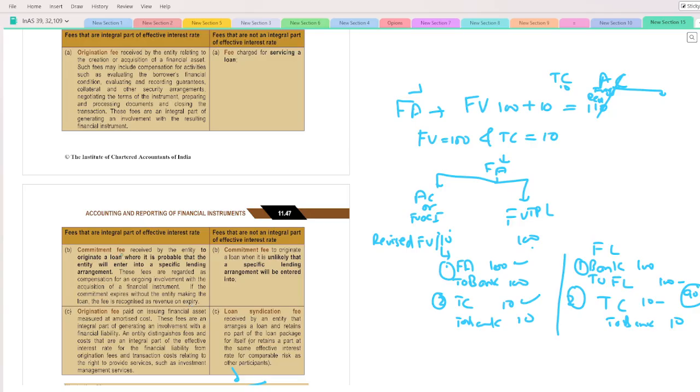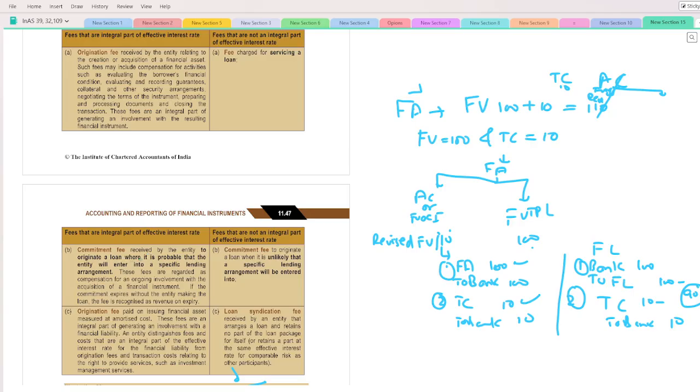Commitment fee, like the bank has given the commitment that okay, during say 2 years you can take X amount of loan from the bank. So this is the commitment. For this commitment, the bank will be charging the fee from that particular person, that during the 2 years you can take the loan any time. So that is a commitment fee for it.